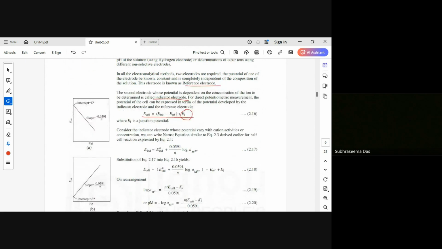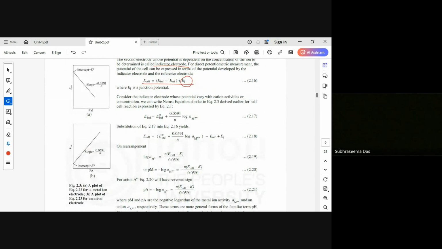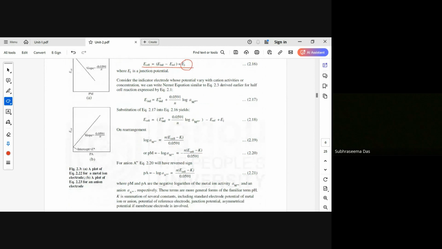Now, here is an example that depicts the above thing. Considering the indicator electrode whose potential varies with cation activities, we can write the Nernst equation like this. E indicator is E naught indicator plus 0.0591 by n log of activity of M n plus. Now substituting all the values and rearranging, we come across that log of activity of M n plus is equal to n into E cell minus K by 0.0591. So here we have pM. pM indicates the negative logarithm of the activity A of the metal M.